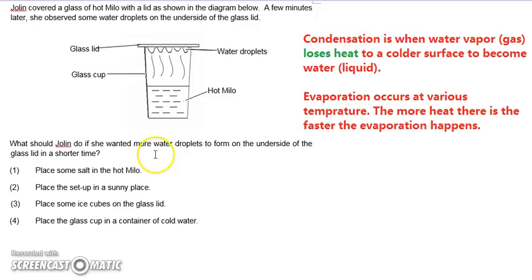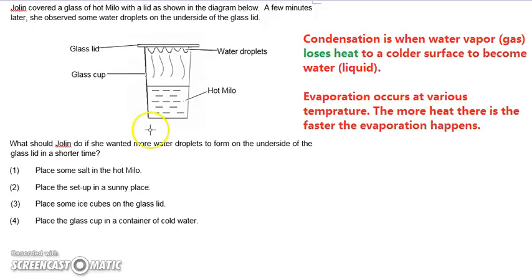So let's look at the question. What should Jolene do if she wanted more water droplets to form on the underside of the glass lid in a shorter time? Okay, so we know that condensation is when water vapor loses heat to a colder surface. The greater the temperature difference, that means the hotter the water vapor is and the colder the surface where the condensation occurs is, then the more water vapor will be formed.